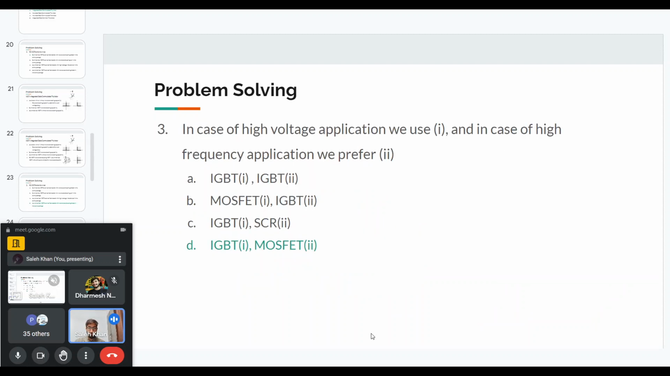Okay, so the answer to this question is D. For high voltage application, we will use IGBT, and for high frequency application, we will use MOSFET.